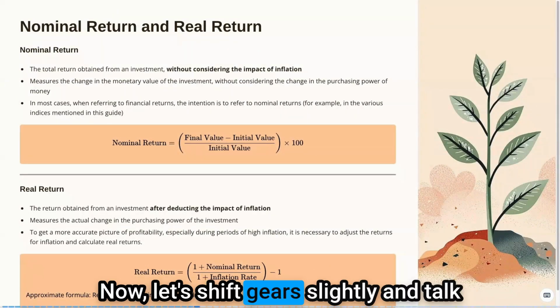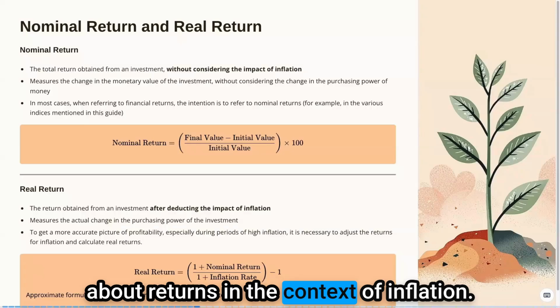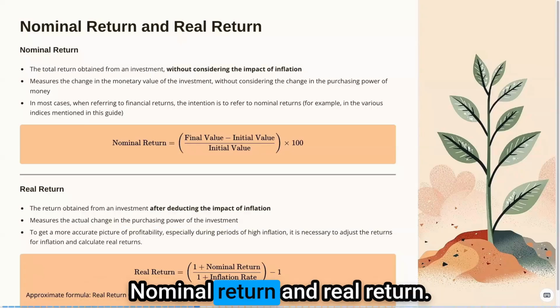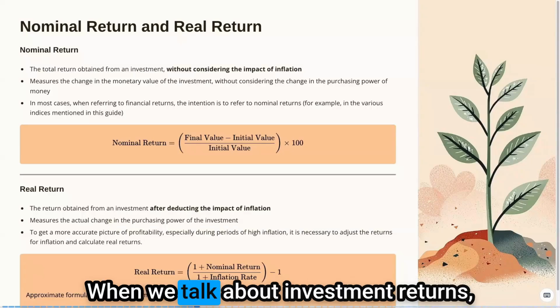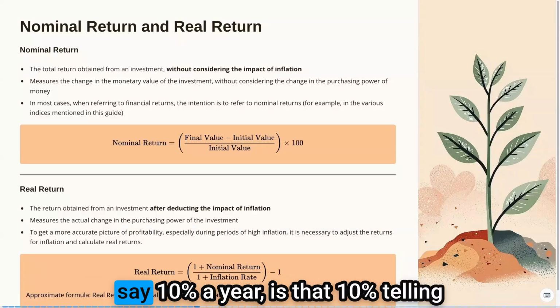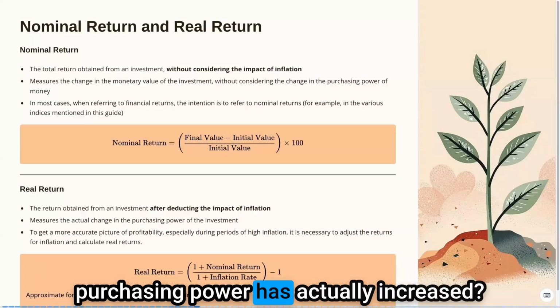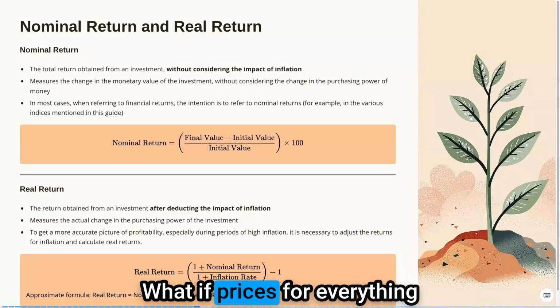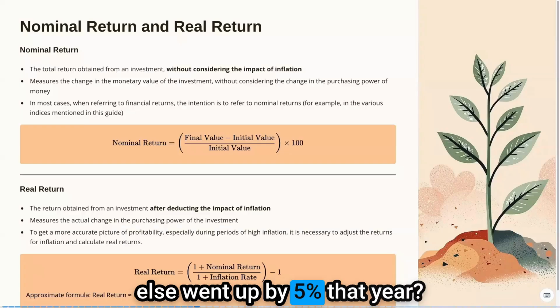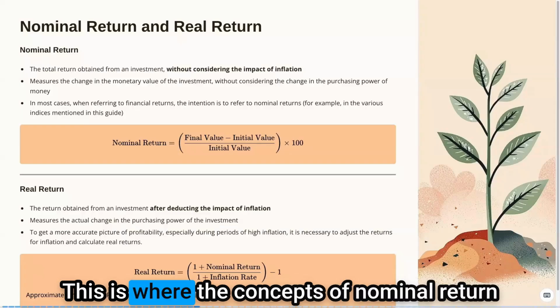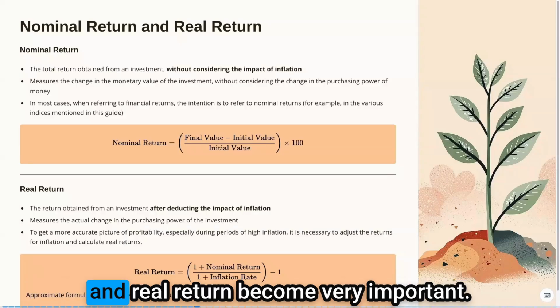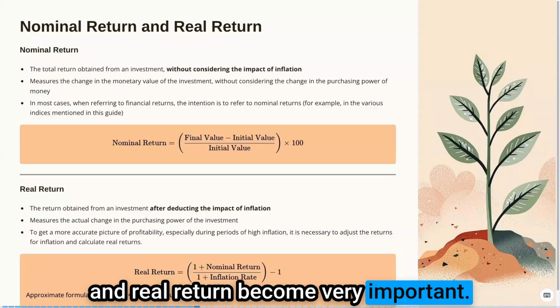Now let's shift gears slightly and talk about returns in the context of inflation. Nominal return and real return. When we talk about investment returns, say 10% a year, is that 10% telling the whole story about how much our purchasing power has actually increased? What if prices for everything else went up by 5% that year? This is where the concepts of nominal return and real return become very important.